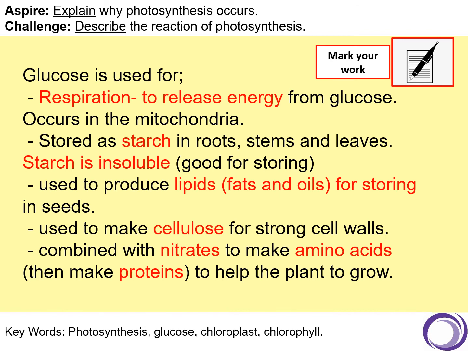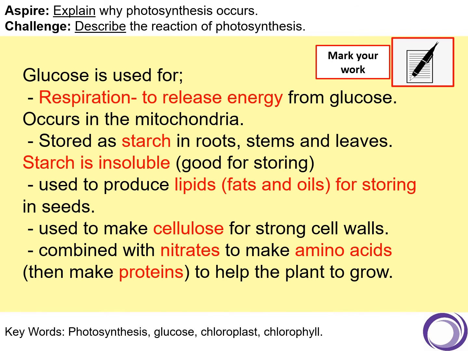So that helps when a plant makes seeds, like a sunflower, for example. And it's used to make cellulose for strong cell walls. So remember, a plant doesn't have a skeleton like we do, so it needs to be able to stand upright. And cellulose is a very strong structure that makes the cell walls. So that is also made from glucose.